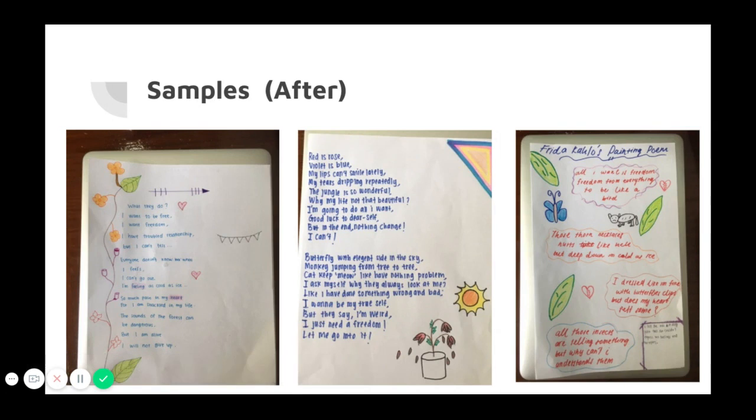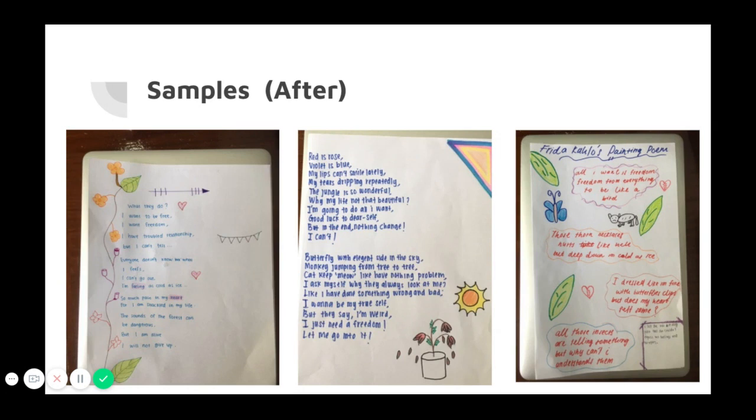What they do. I want to be free. I want freedom. I have troubled relationship, but I can't tell. Everyone doesn't know what I feel. I can't go out. I'm feeling as cold as ice. So much pain in my heart, for I am shackled in my life. The sounds of the forest can be dangerous, but I'm alive. I will not give up.